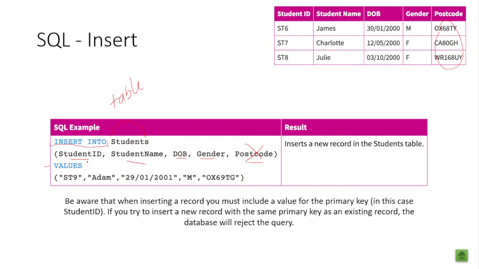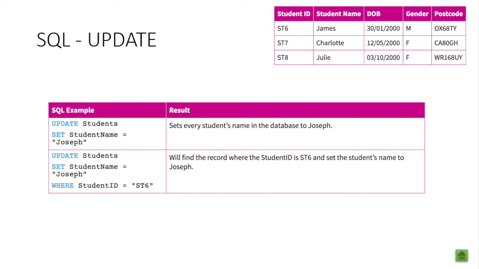So insert students, so into the table, into the attributes, the values, ST9, Adam, 2901, 2001, male, postcode. And that would add in there a new, oh my goodness, look at how bad that was. It adds a new row in. Okay? Now you need to make sure that it includes the primary key. Okay? If it doesn't include primary key, we'll not let you do it. Okay? That's called referential integrity. Must have it. So to update something or to change something existing inside your table, you need to say update the student's table.